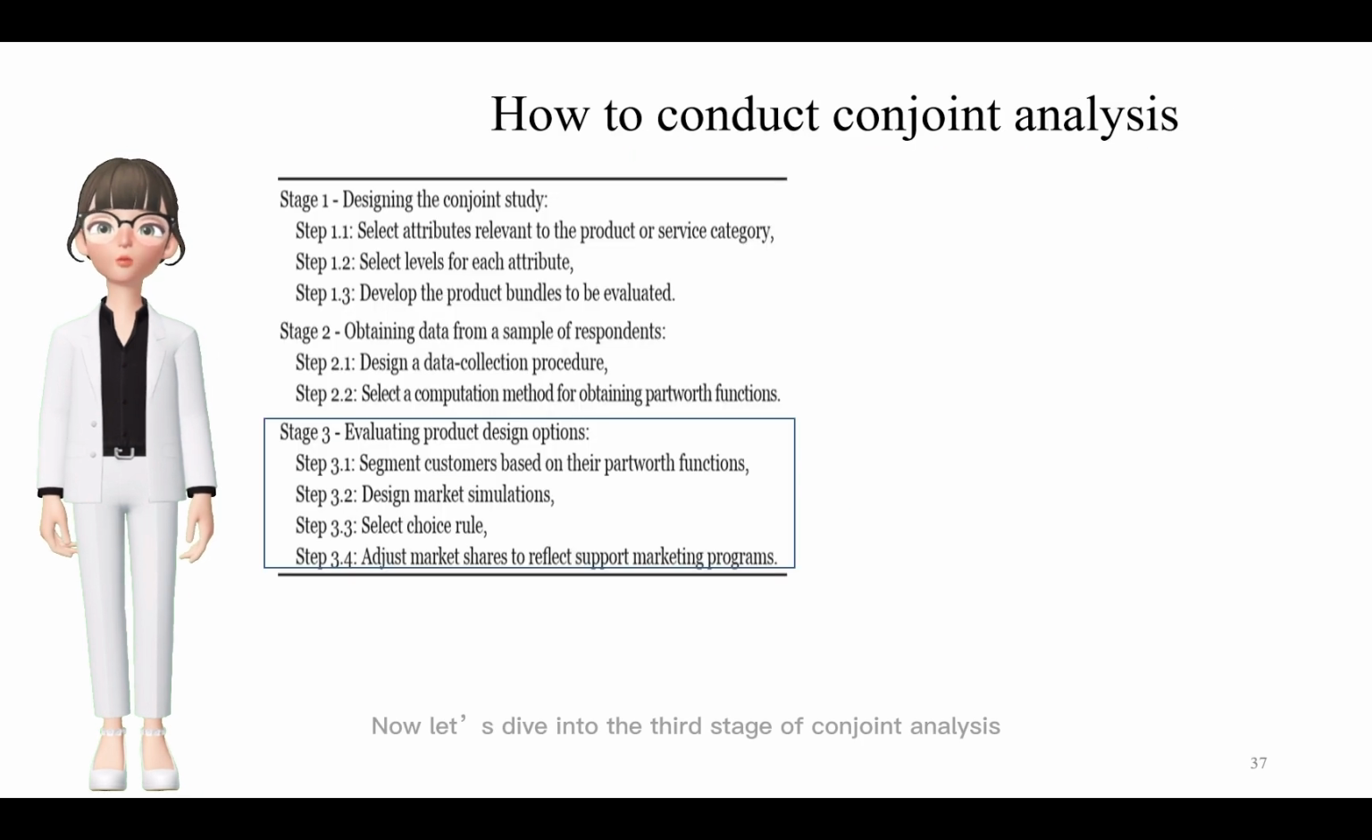Now let's dive into the third stage of conjoint analysis, which is evaluating product design options. This stage is critical because it helps firms make informed decisions about which product bundles to introduce to the market.